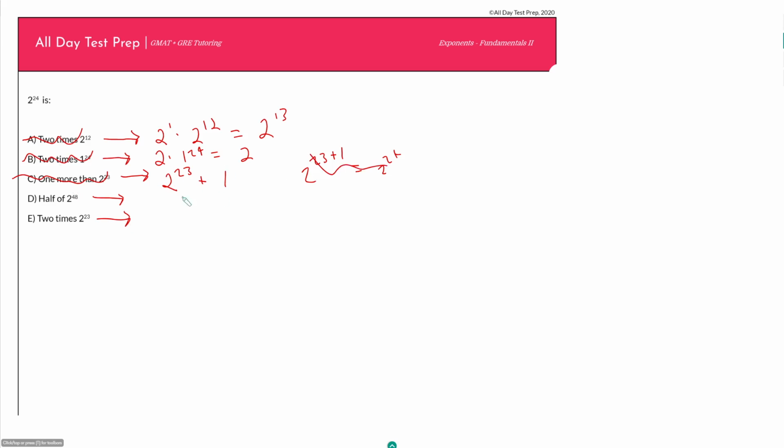Half of 2 to the 48th. So, I'll do this down here. So 2 to the 48th divided by 2. And this is just 2 to the first. So when we are dividing exponents with the same base, we subtract the powers. So 2 to the 48 minus 1 is just 2 to the 47, not 2 to the 24th. So E is our only answer choice left.